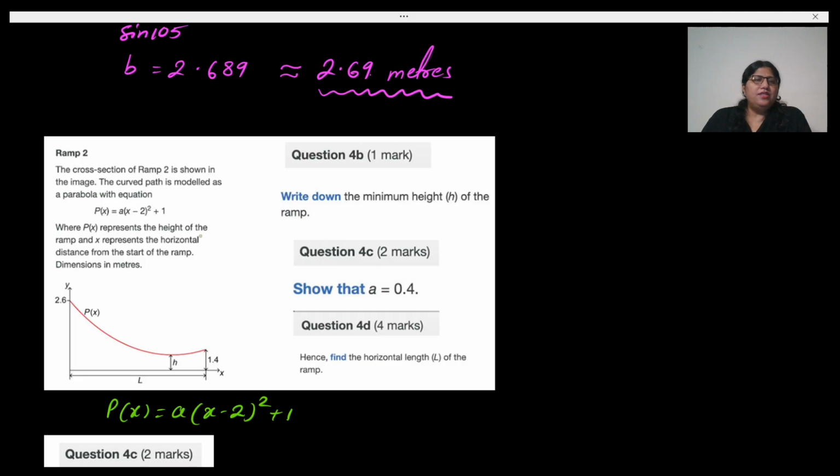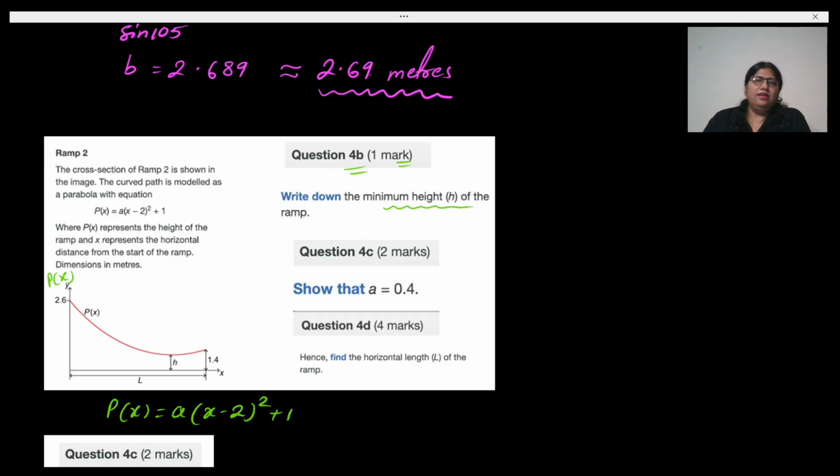Where P(x) represents the height of the ramp, this part is P(x), the height of the ramp, and x represents the horizontal distance from the start of the ramp. So x is the horizontal distance of the ramp. Dimensions are in meters, so whatever values you get are in meters. Now if you observe this, what is the first part, 4b, which is one mark? Write down the minimum height of the ramp.